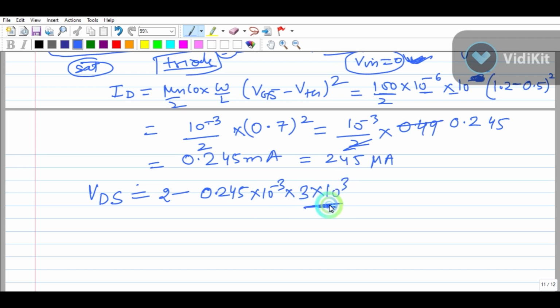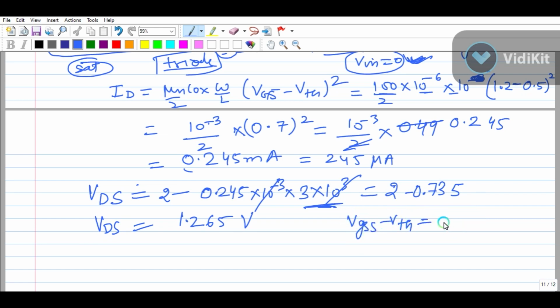That was 3 kilo ohm, right? So it is like this. So what will be the VDS? VDS will be equal to, this will cancel out, so it will be equal to 2 minus 0.735. Okay, this much. So after subtracting, we will get 1.265 volt VDS. Okay. Now see, what is VGS minus VTH?